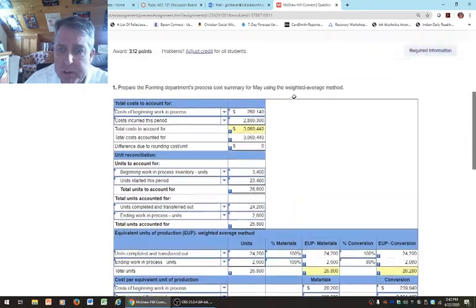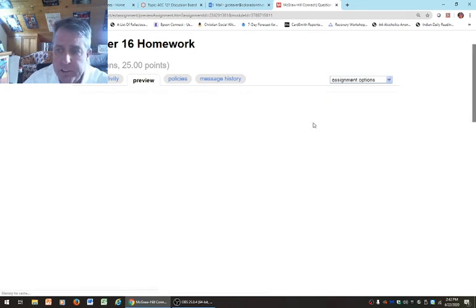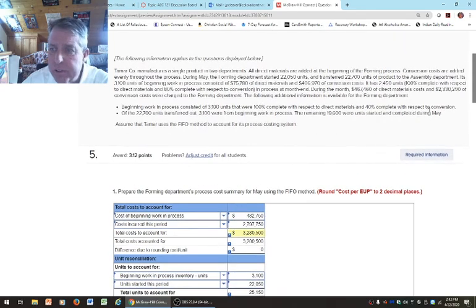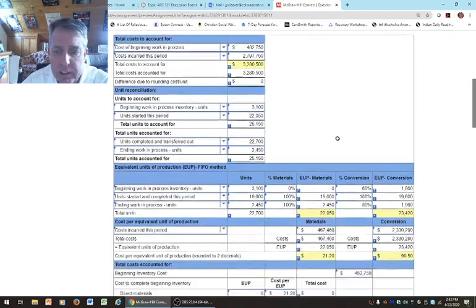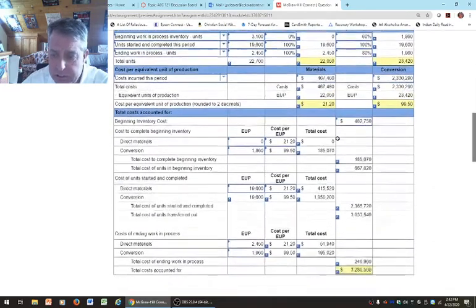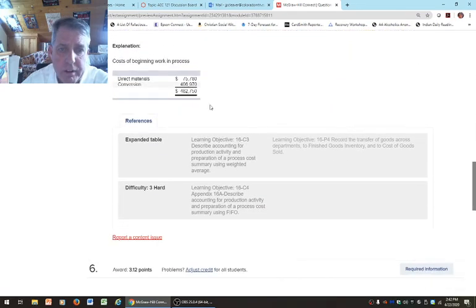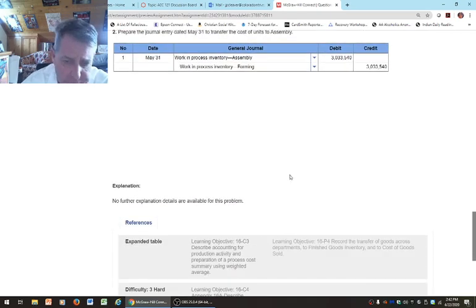Okay, I'm moving around too much. I wanted to see if there wasn't another tab there. There's 5 and 6. Remember, my numbers are different. You know that, but this will give you the right idea, though. There's 5. With that explanation of cost of beginning work in process. That idea of conversion costs. 6 gives you that journal entry.